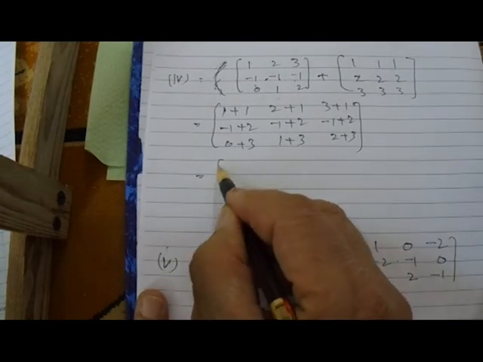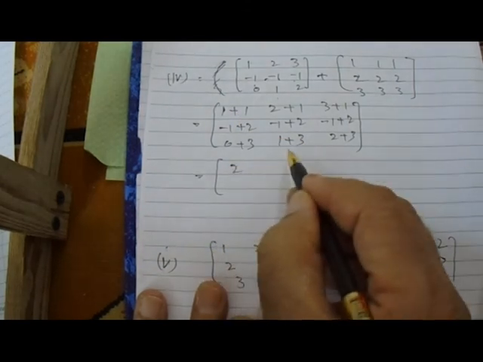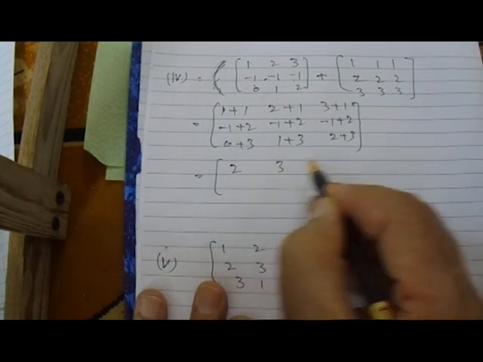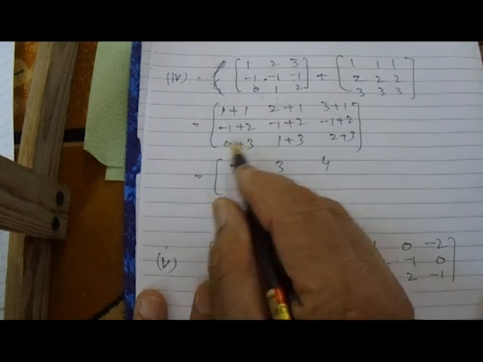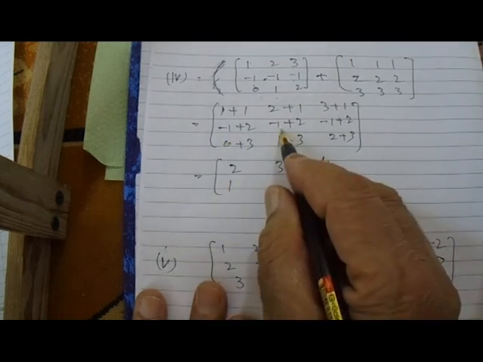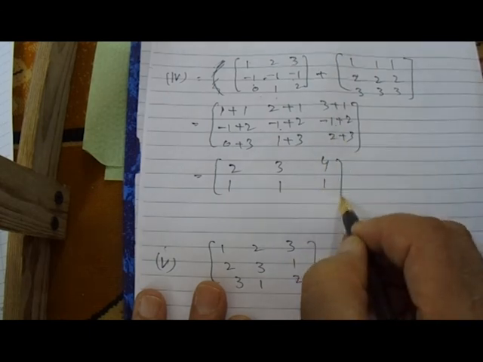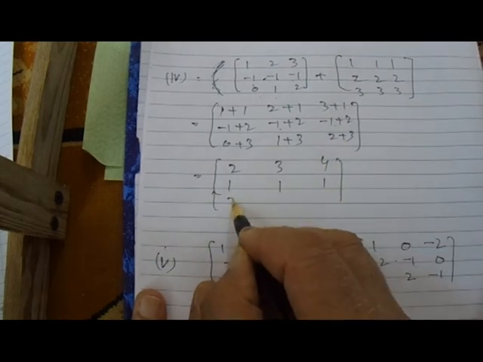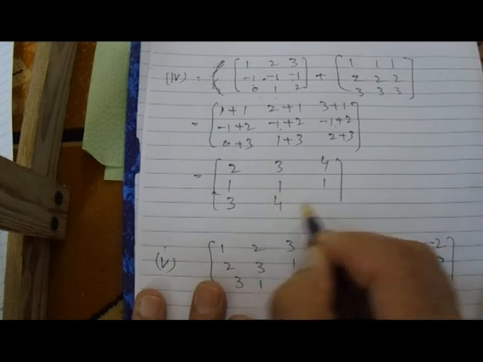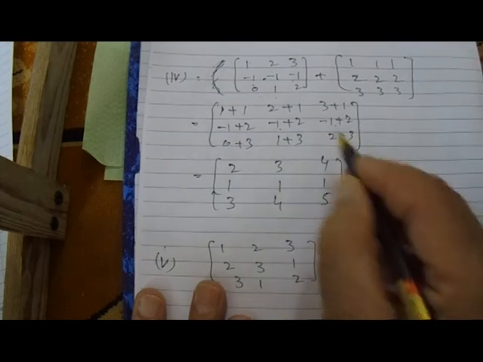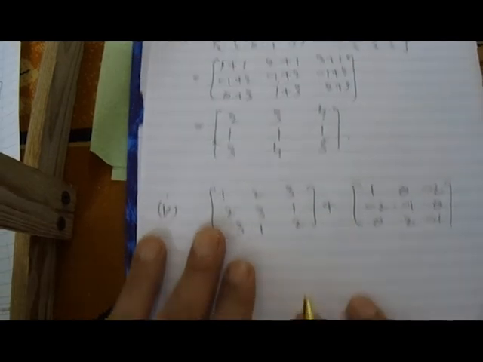Again we write this: 1, 1 plus 2 and 2 plus 1 is 3, 3 plus 1 is 4, minus 1 plus 2 is 1, minus 1 plus 2 again 1 and again 1. Now here 0 plus 3 is 3, 1 plus 3 is 4, and 2 plus 3 is 5. Now this is the addition of both matrices.